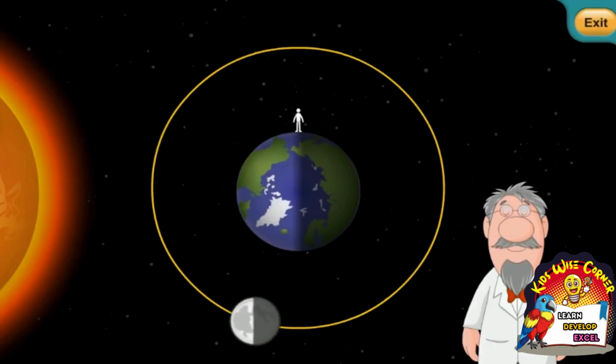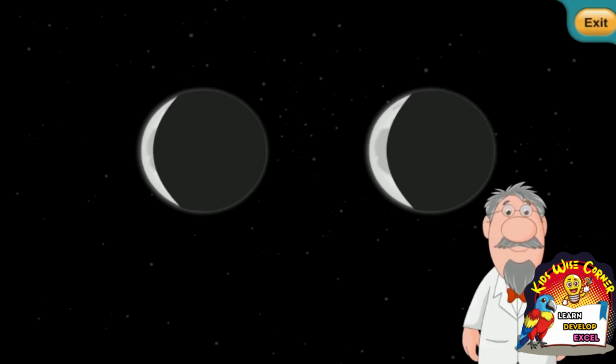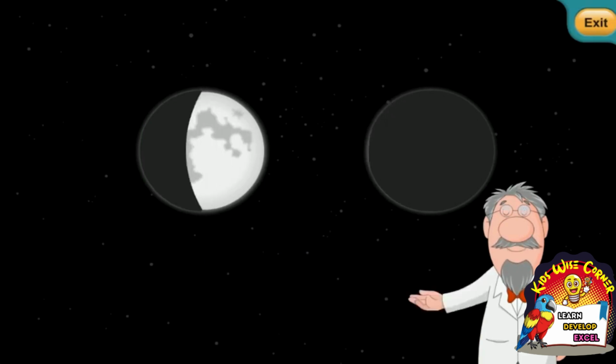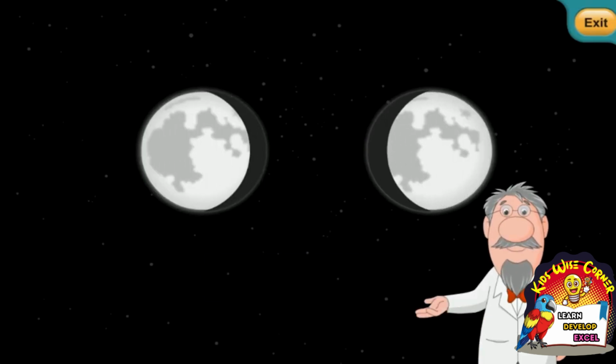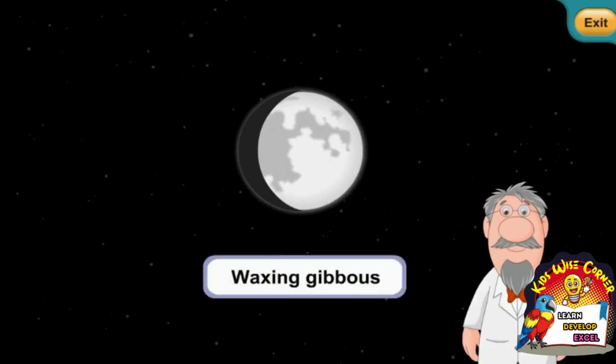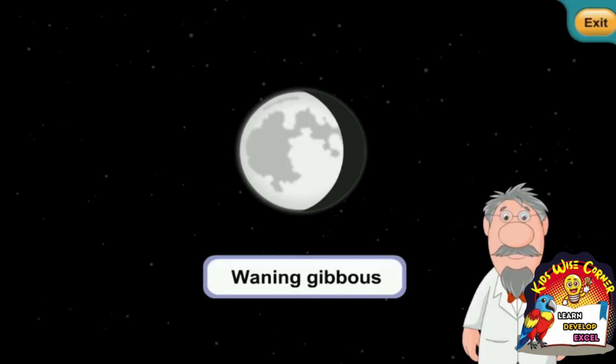Each of the positions of the moon in orbit has a name. Let's look at what they are. When less than half of the moon is lit by the sun, it is called a crescent. When more than half of the moon is lit by the sun, it is called a gibbous. Waxing gibbous indicates the part of the moon that is lit and growing, whereas waning gibbous is the part of the moon that is lit and shrinking.